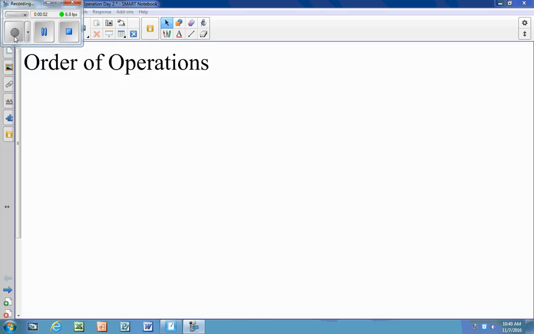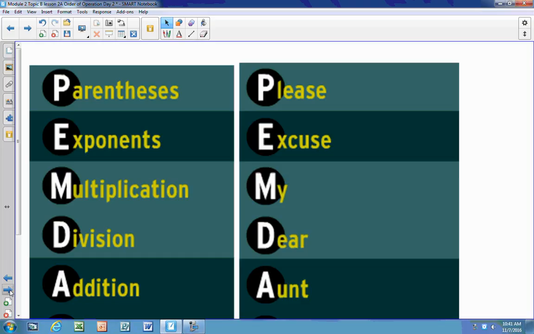This is Module 2, Order of Operations. First thing we have to remember is that there are certain operations that we need to do in certain orders, and in 5th grade we add to the top of this the letter B, and that stands for brackets.